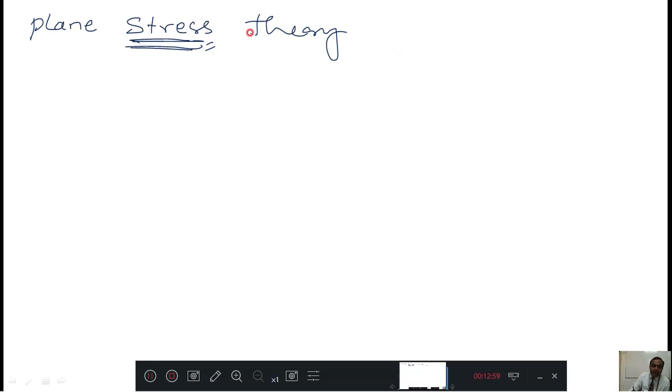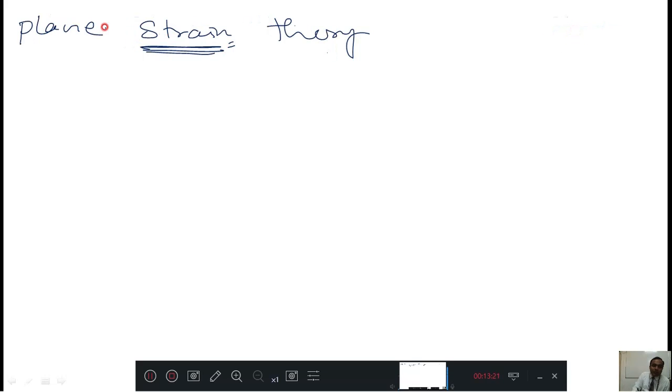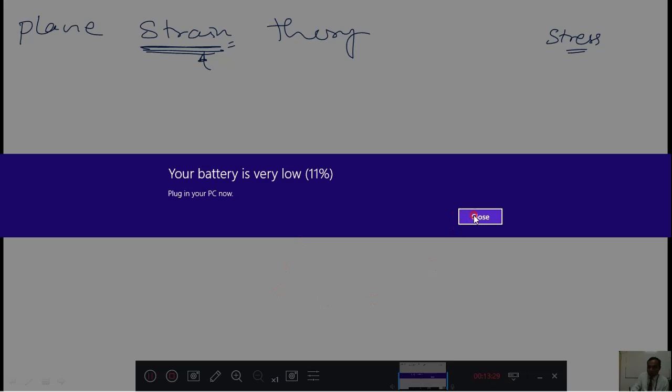And what about secondary? When stress is the primary concentration, then the secondary concentration will be strain. It means when I am applying stress, there I can see some strain. But stress is the primary, first concentration, and strain will be the secondary concentration. Like that, in the plane strain theory, strain is the primary concentration, but there also the stresses will be there. That is the secondary concentration.